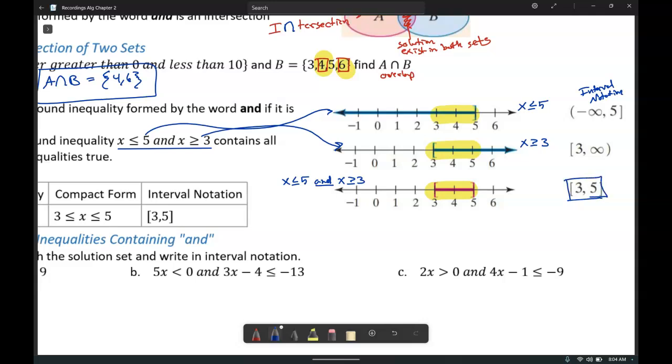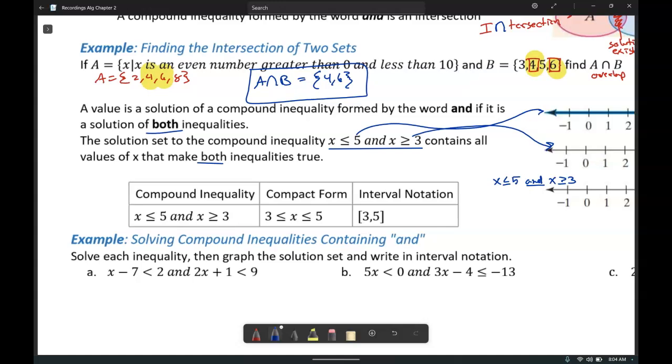When we have a compound inequality as an intersection joined by the word and, there's a couple different ways that we can look at the inequality, as well as identifying using a graph or an interval for the solution set. So we saw that when we solve the inequality, we have these two phrases joined by the word and.